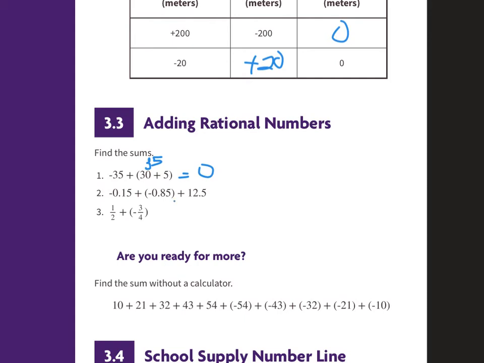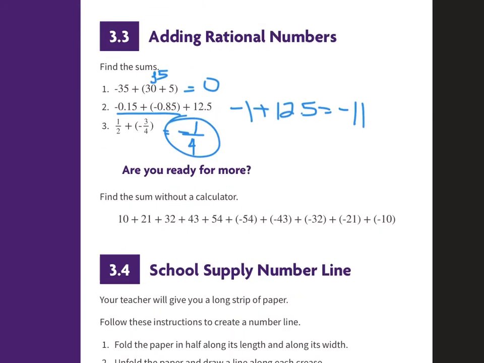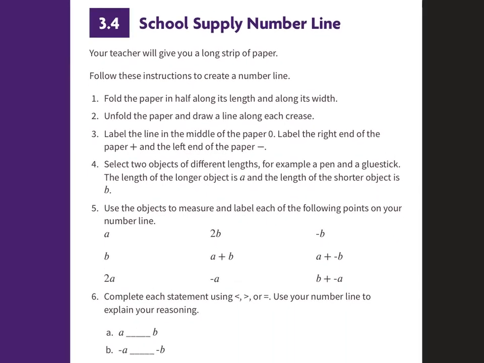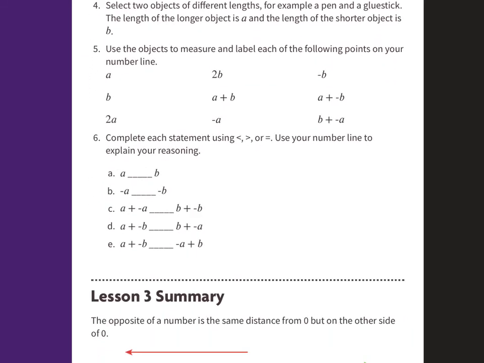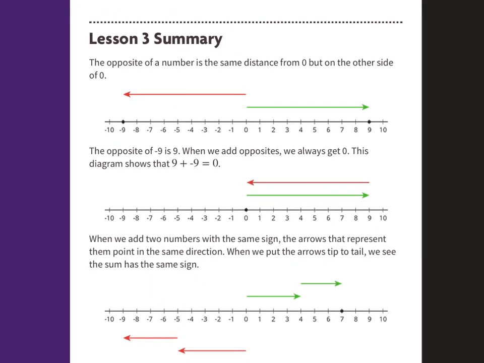Negative 0.15 plus negative 0.85 is negative 1. So we have negative 1 plus 12.5. If we type that in our calculator, it's negative 11. Okay? Negative 1/2 plus negative 3/4. Use your calculator. Negative 1/4. Okay? And yeah, we're not going to do that. So we're done. So lesson 3, summary.